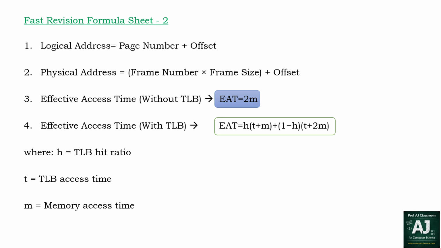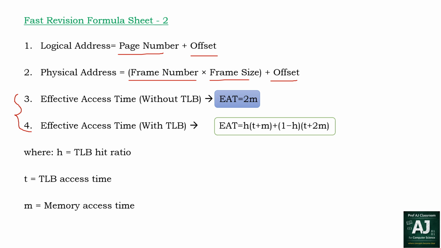First, logical address. To find the logical address, we need to add page number plus offset. Next, physical address. To find physical address, we need to multiply frame number by frame size and then add offset. Next, effective access time with TLB and without TLB. In UGC NET, many times they ask this question. Effective access time without TLB is equal to 2M, where M is memory access time.